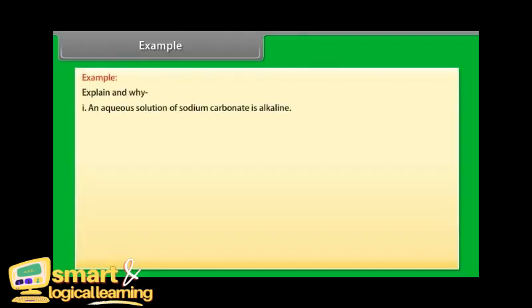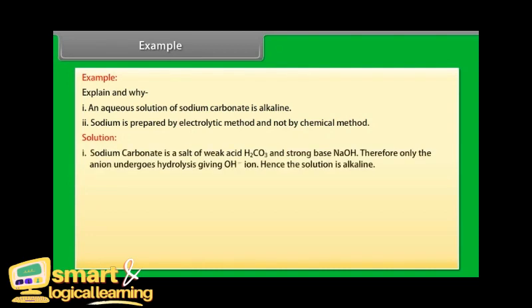Let's take an example. Why is an aqueous solution of sodium carbonate alkaline, and why is sodium prepared by the electrolytic method and not by a chemical method? Let's see the solution. Sodium carbonate is a salt of weak acid H2CO3 and strong base NaOH. Therefore, only the anion undergoes hydrolysis giving OH minus ion. Hence, the solution is alkaline.